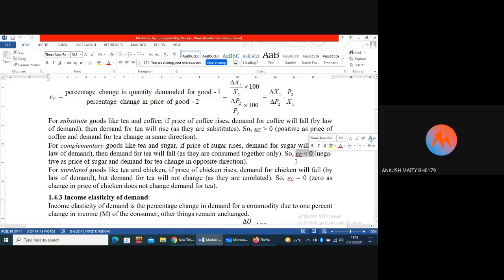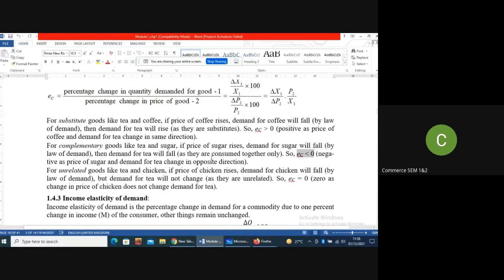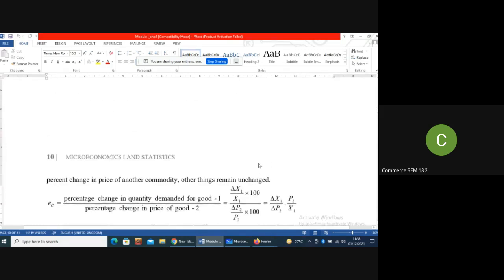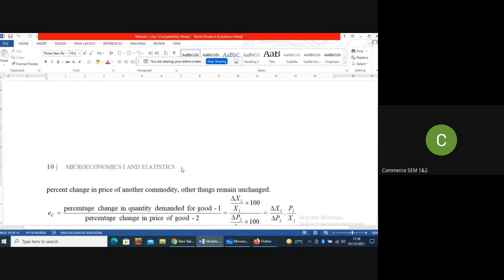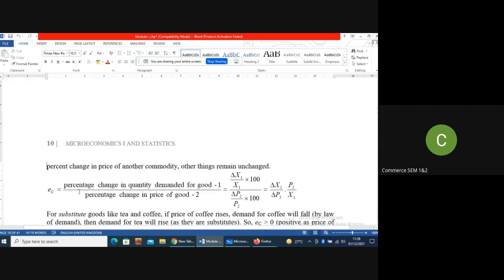So again, by seeing that the sign of cross price elasticity is negative, we can tell that the two commodities must be complementary goods. Now, can you tell me what the cross price elasticity is between, say, movie ticket and the price of sugar? What will be the value of cross price elasticity? Just think a minute.